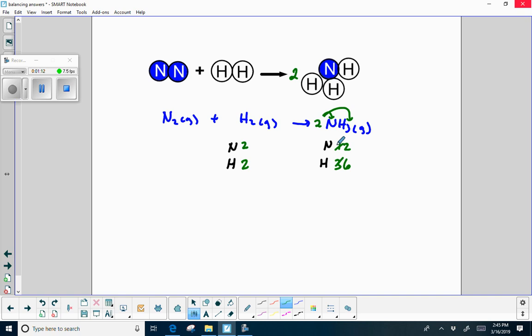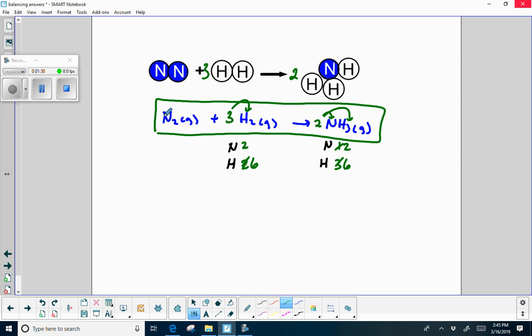So what we want to do now is, we're okay with the nitrogens, but my hydrogens are off. So I can go back here, where I need 6 hydrogens. I just put a 3 in front here as a coefficient, which gives me 3 times 2 or 6 hydrogens. And then that's it. So then we are balanced. So the chemical equation for the Haber process would be this: one nitrogen molecule combining with 3 hydrogen molecules, and they produce 2 ammonia molecules.